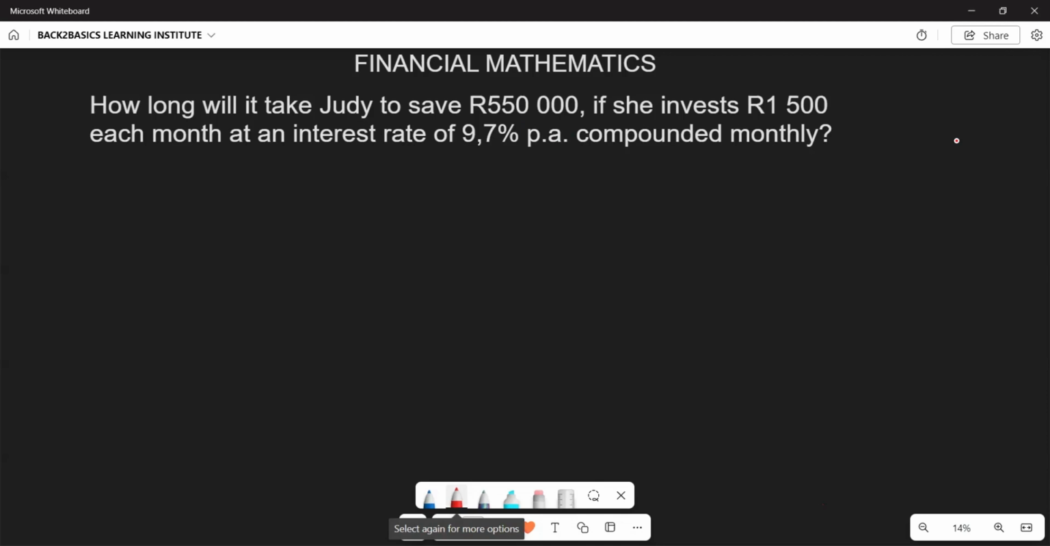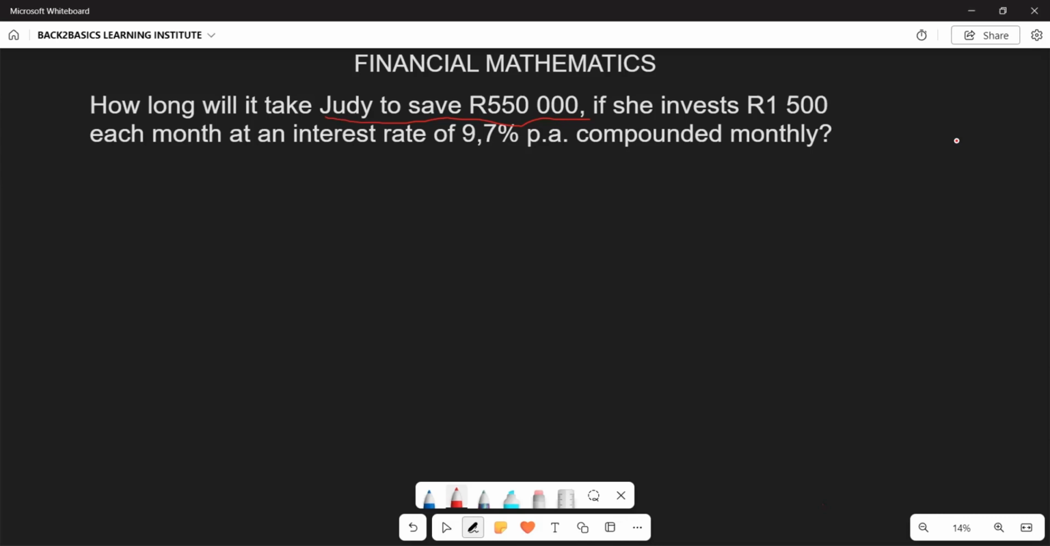Now what we are going to be looking at is how we can calculate our N, or rather the number of installments that need to be made. Let's look at this question. Firstly, how long will it take Judy to save 550,000 if she invests 1,500 each month at an interest rate of 9.7% per annum compounded monthly.